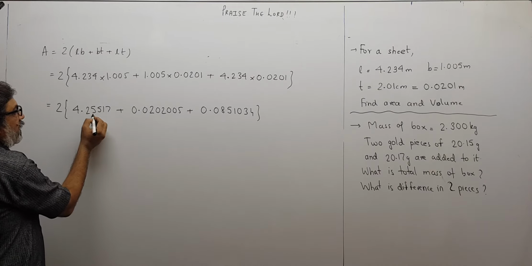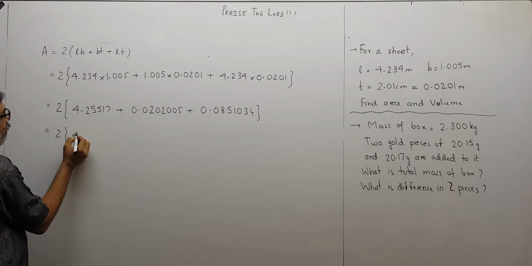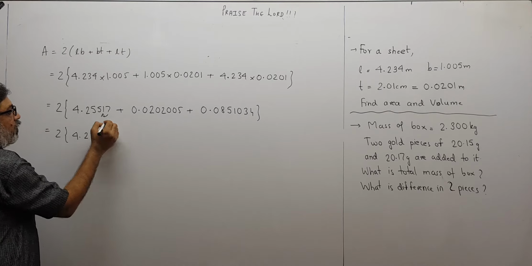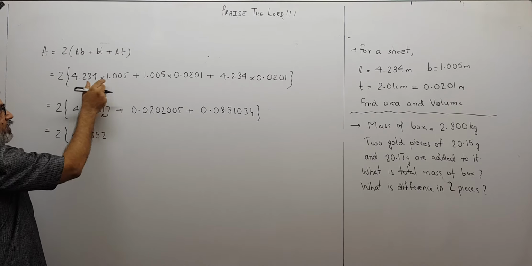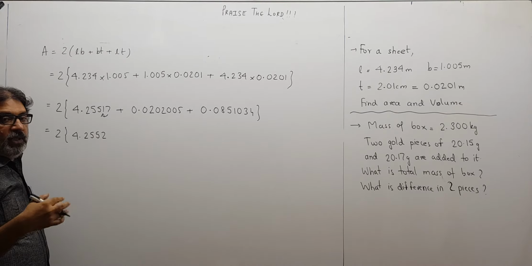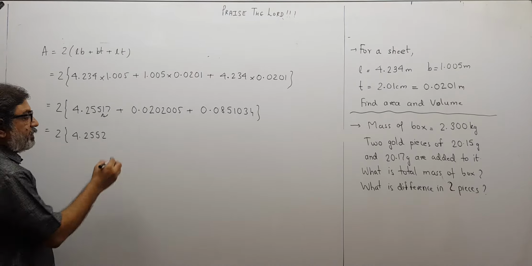So 1, 2, 3, 4, 5. I will write off this one. So this will become 4.2552. This will be rounded off. I will keep 5 because actually I should have kept only 4. But because this is an intermediate step, I should keep one more additional significant digit. Please remember during intermediate steps.